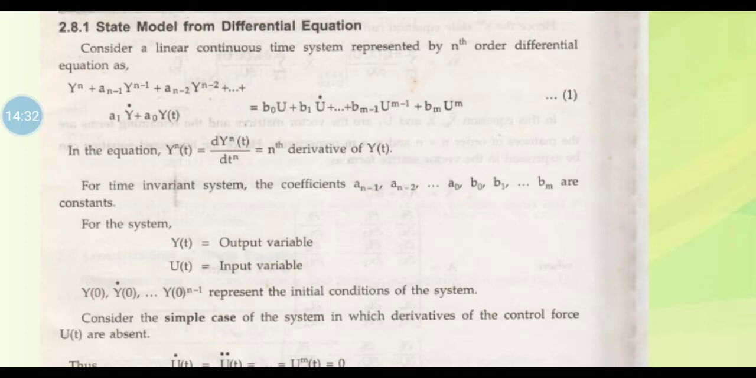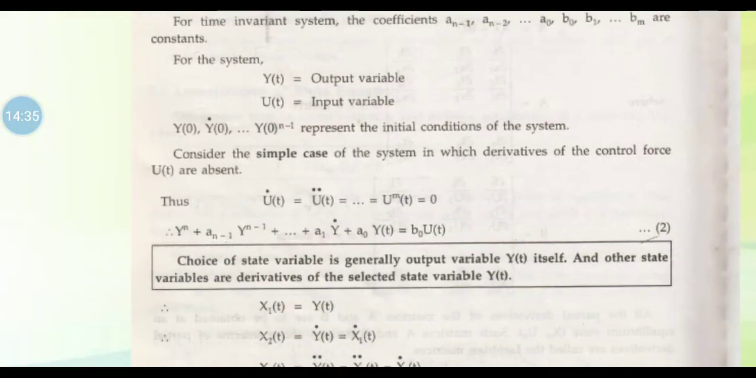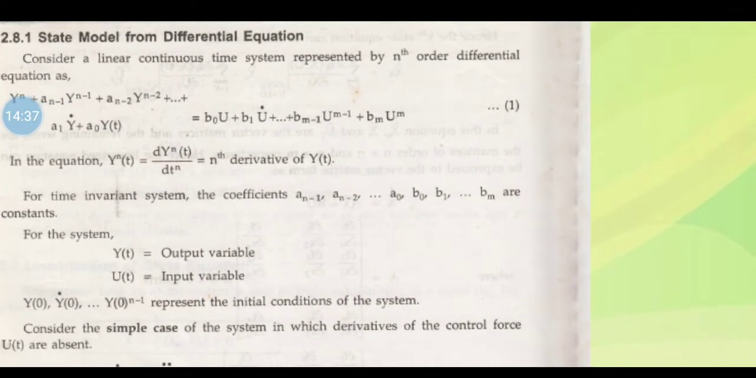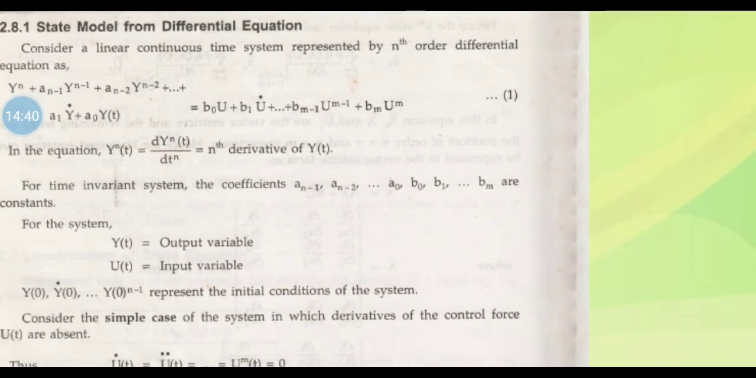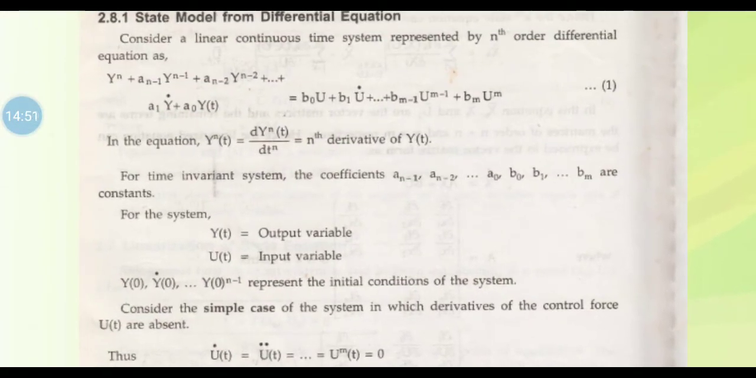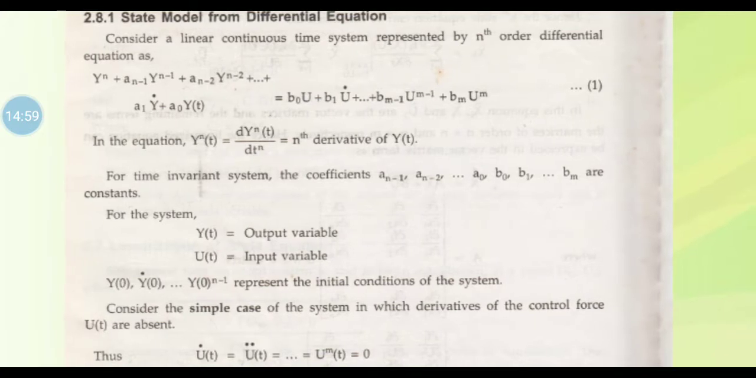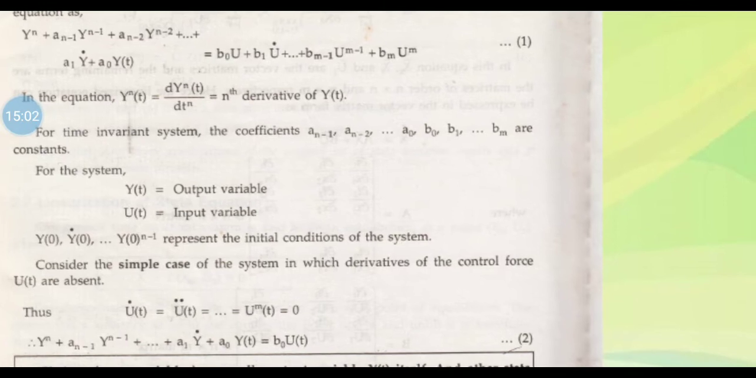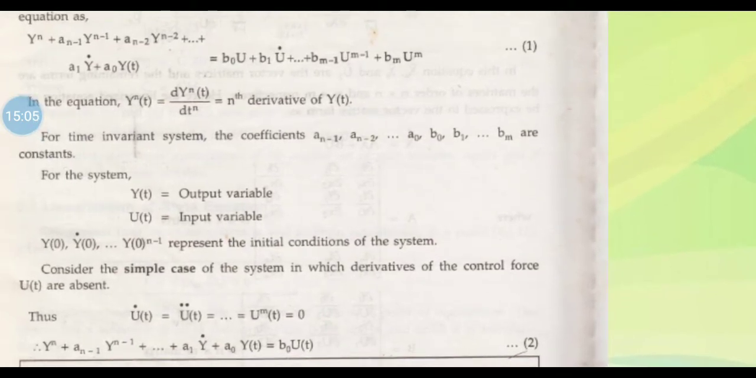a1 y dot plus a naught y of t is equal to b naught u plus b1 u dot plus so on up to b m minus 1 u raised to m minus 1 plus b m u raised to m. So in this equation y raised to n of t is d raised to n y of t by dt raised to n, which is the nth derivative of y of t. For time invariant systems, the coefficients a n minus 1, a n minus 2, a naught, b naught, b1 up to b m are constant.